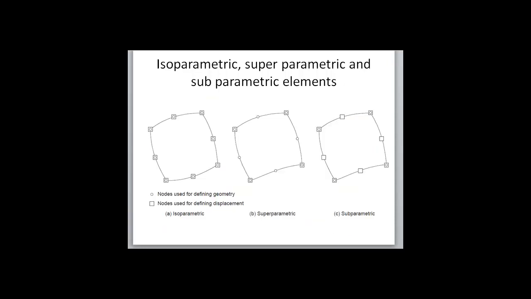Let us see the isoparametric, superparametric and subparametric elements in the form of figures. Here the circle represents the nodes that are used for defining the geometry, and the square symbol is used as a node used for defining displacement. So as you can see, in the isoparametric element the same nodes are used for defining both geometry and displacement, whereas in superparametric, the number of nodes used for defining geometry is greater than that defining the displacements, whereas in subparametric, the number of nodes defining the geometry will be less when compared to the number of nodes defining the displacements.